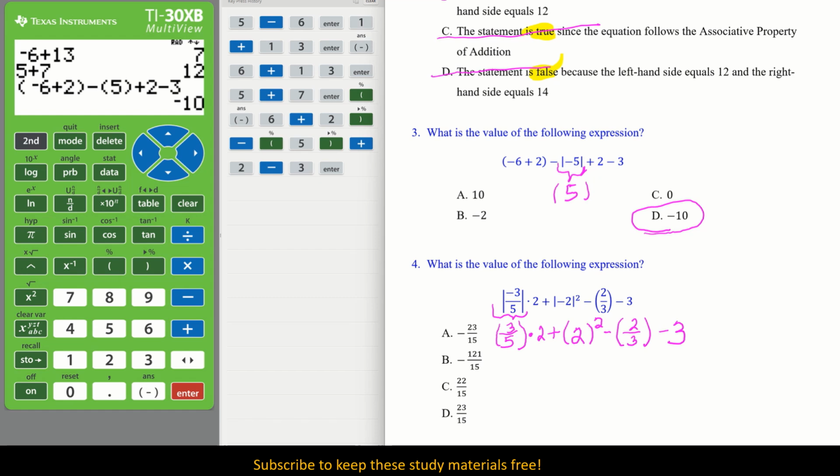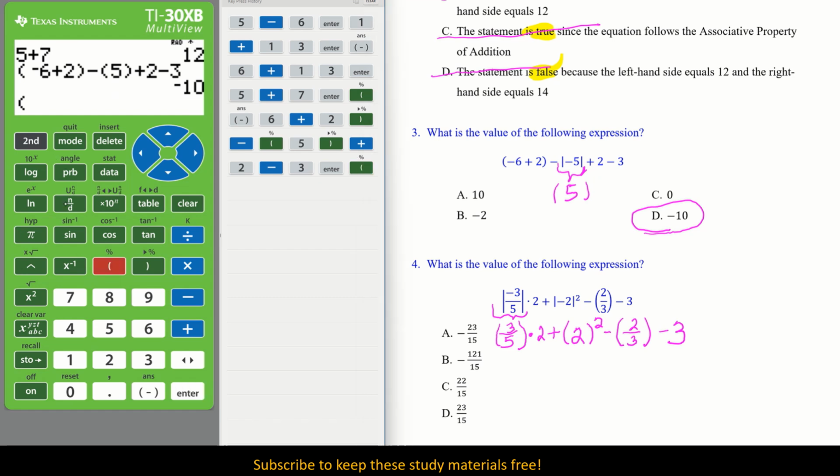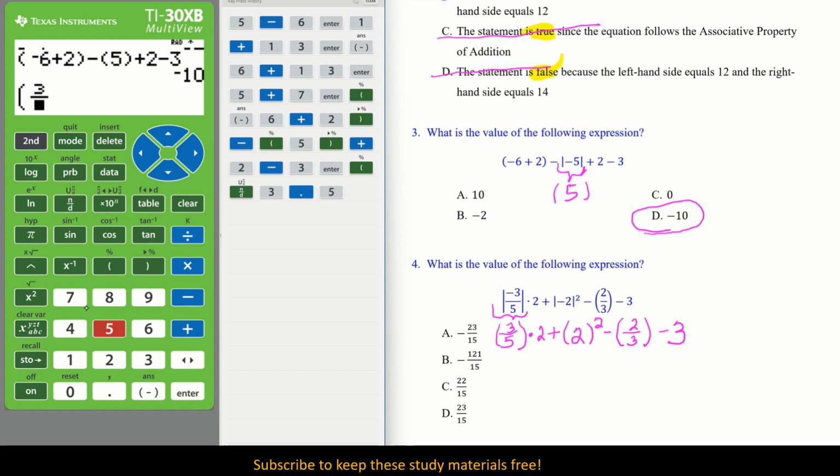Once I deal with the actual absolute value. Okay, so open your parentheses, go to fraction, and I have 3/5, arrow all the way over, close my parentheses, times 2, and then plus parentheses 2, close parentheses, squaring.